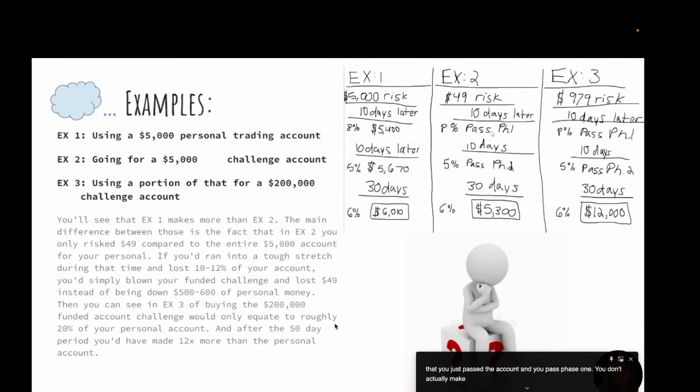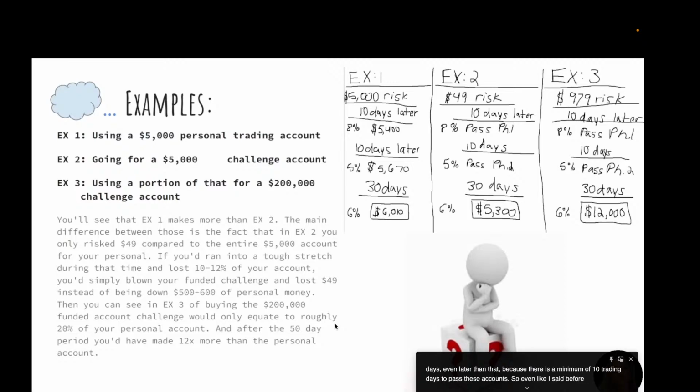You don't actually make profit for passing the challenges. You're just showing you could have done it and you would pass and move on to phase 2. And then same thing with example 3 here. You would pass your challenge if you made the 8% with them, and you would be moving on to phase 2. So we're looking at now 10 days even later than that, because there is a minimum of 10 trading days to pass these accounts.